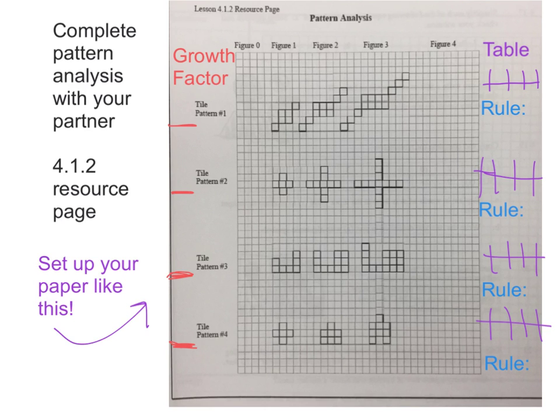So in your notebook, we're going to set our paper up so that it has these following items. On the left-hand side, I'd like you to write growth factor with a little line next to all 4 tile patterns. Then on the right, you're going to write table. So you're going to make a table for each one of those 4. And you're also going to write the rule for each one of those 4. Notice that it's already a graph piece of paper and it is ready for you guys to draw figure 0 and figure 4. So you're going to set yours up just like I did mine, where you're going to shade your tiles. What do you see changing? Where do you see that change? And then you'll fill in all of the blanks. So all 4 problems need to be finished by the end of the period with your partner.